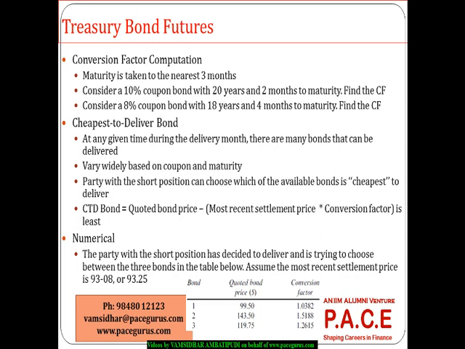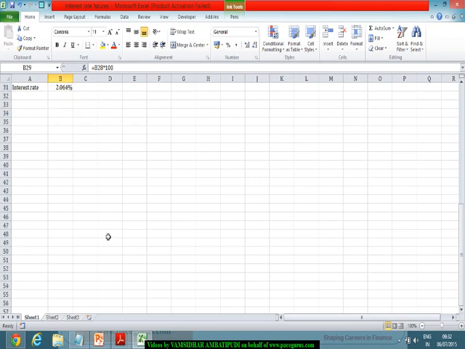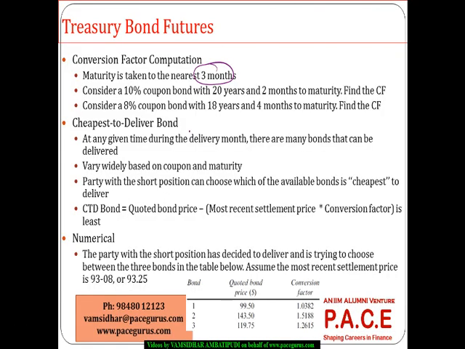So generally what we do is, the maturity, we round it up to the nearest 3 months. Right, so let me take the example of conversion factor computation. We generally round to the nearest 3 months, if possible on the lower side. So look at this example, the nearest 3 months is what we generally consider.